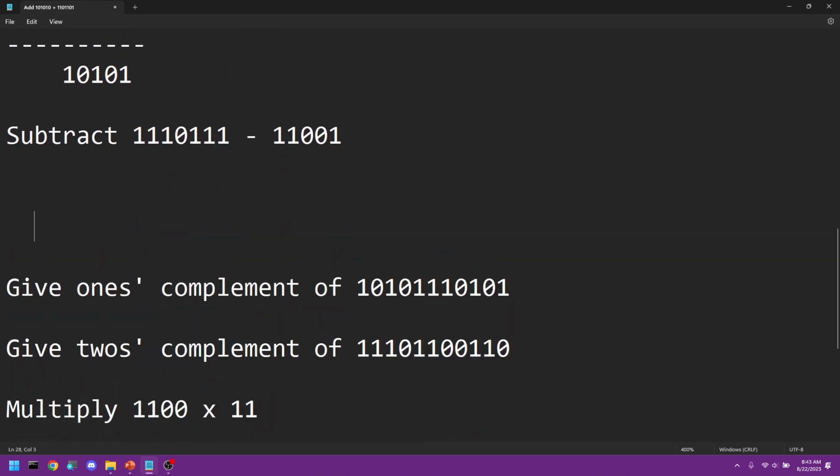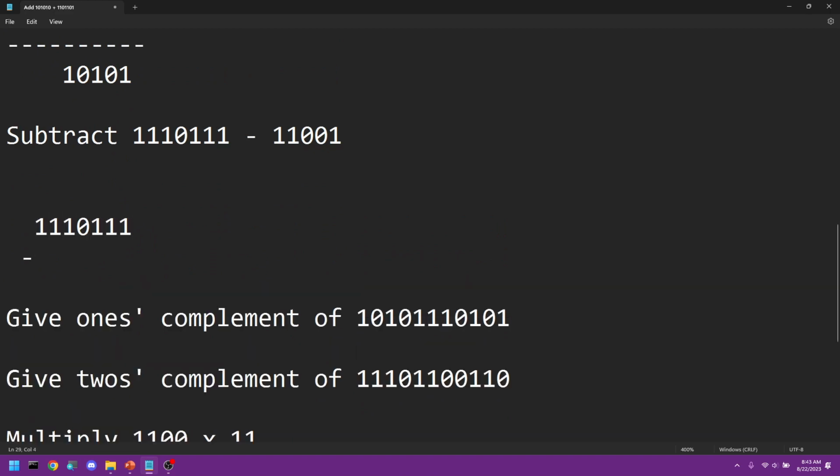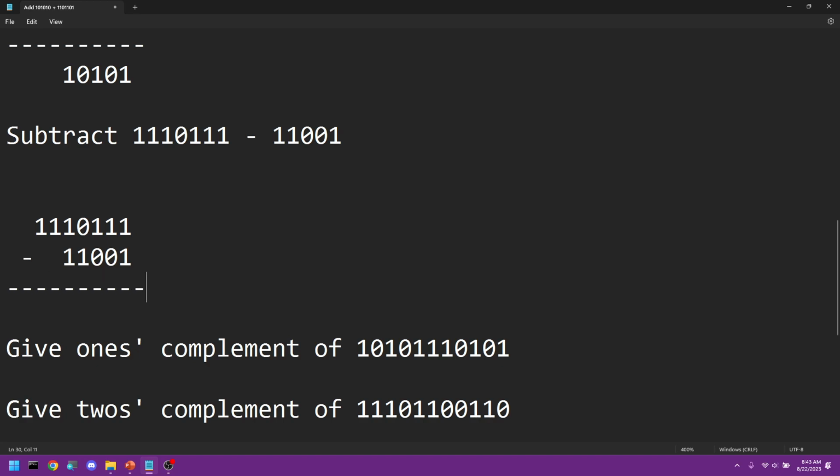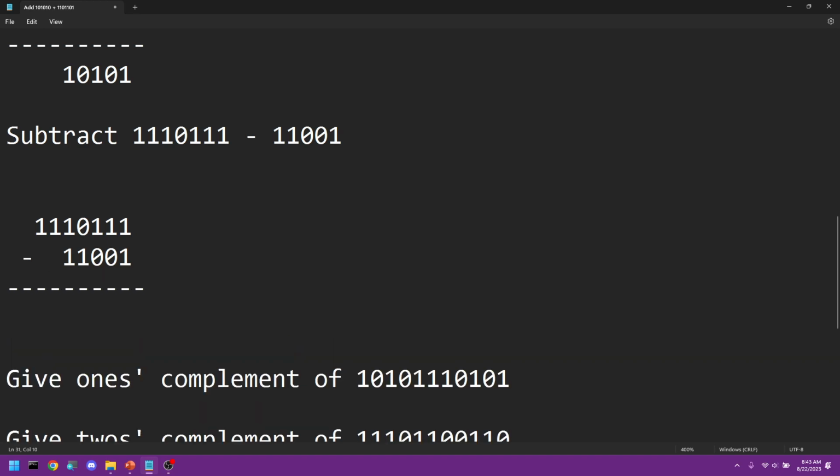And we're going to subtract 1, 1, 1, 0, 1, 1, 1, minus 1, 1, 0, 0, 1. Make our line, and we begin doing our solution. 1 minus 1, 0. 1 minus 0, 1. 1 minus 0, 1. 0 minus 1. We have to carry. So this 1 becomes a 0, and this becomes a 2. So that is a 2 minus 1, or 1.